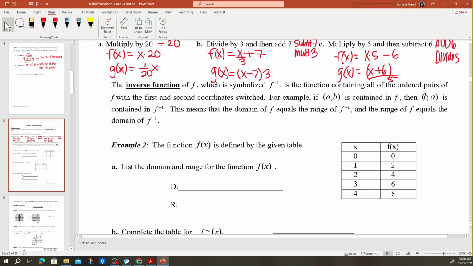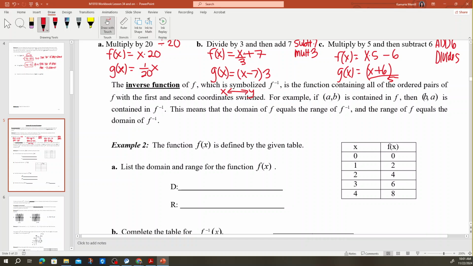An inverse function of f, which is symbolized f inverse, is the function containing all the ordered pairs of f with the first and second coordinates swapped. Everything with inverses essentially swaps your x's and your y's. Everything in your x domain column will switch with everything in your output y column. So everything that was an input on f is now an output on f inverse. So everything is just swapped. Really, really easy to understand inverses.